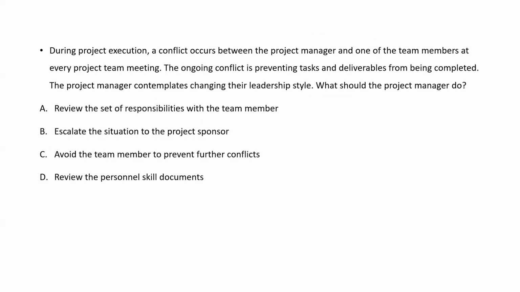Great, let's go next. During the execution, a conflict occurred between the project manager and a team member. The ongoing conflict is preventing tasks. The PM contemplates changing their leadership style. What should the PM do? Review the set of responsibilities with the team member, escalate the situation to the sponsor, avoid the team member to prevent further conflicts, or review the personal skill document. Here there is a trick, so you have to check.